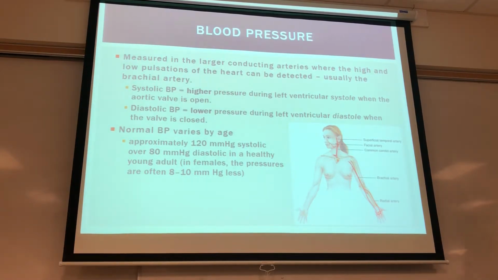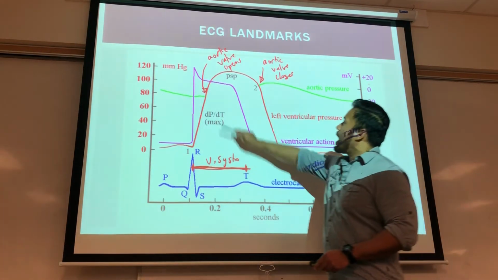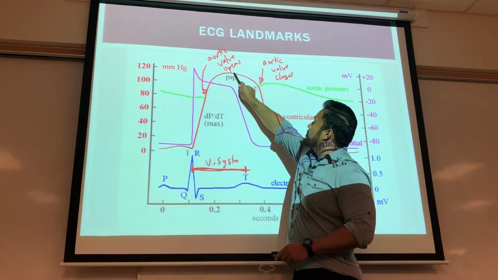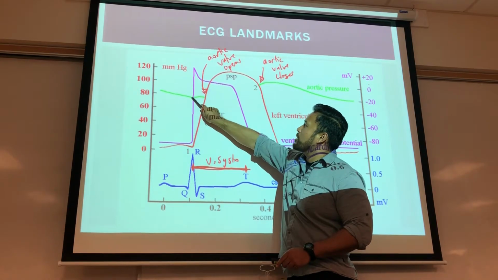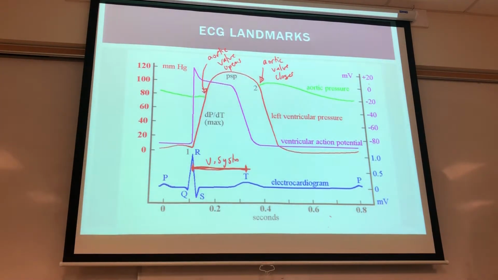Systolic pressure is going to measure the highest pressure, which is during ventricular systole. The diastolic pressure is the lowest pressure during ventricular diastole. And again, that represents the highest pressure for ventricular systole and the lowest pressure during ventricular diastole. So we should expect the differences in pressure from 120 down over to 80.